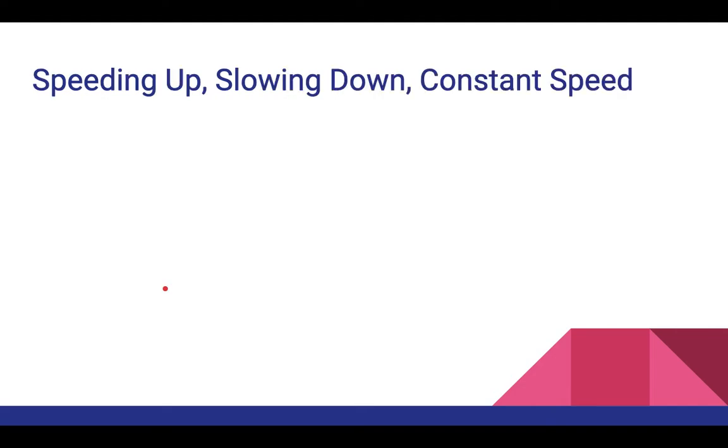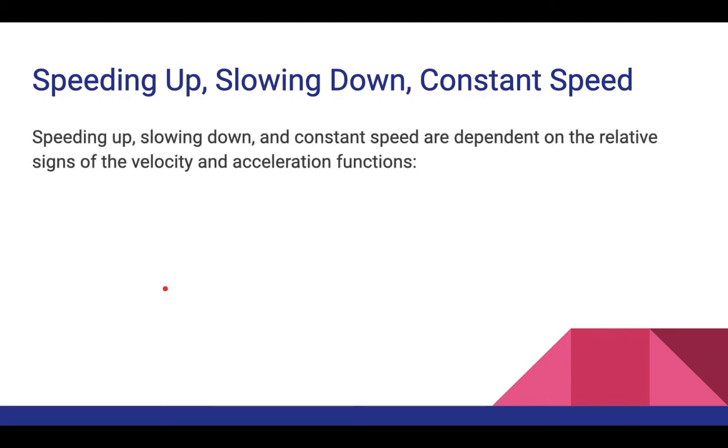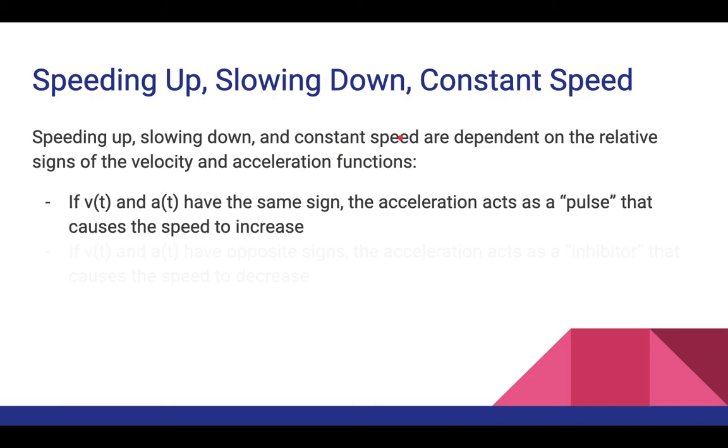Speeding up, slowing down, or constant speed. Here are our conditions. Speeding up, slowing down, and constant speed are dependent on the relative signs of velocity and acceleration functions. If v of t and a of t have the same sign, the acceleration acts as a pulse that causes the speed to increase. Again, it's like you're pressing down on the accelerator or the gas pedal of a car, and thus acceleration is in the same direction of your velocity.